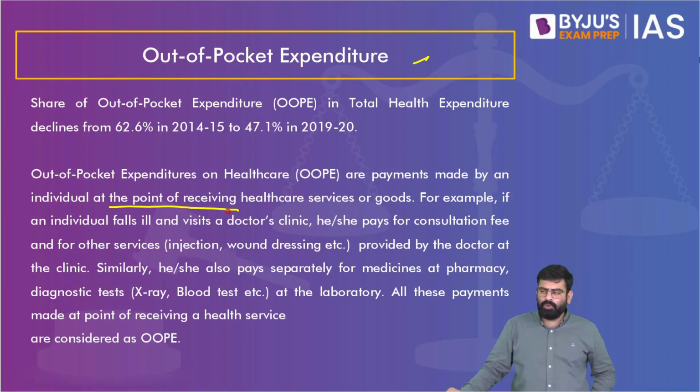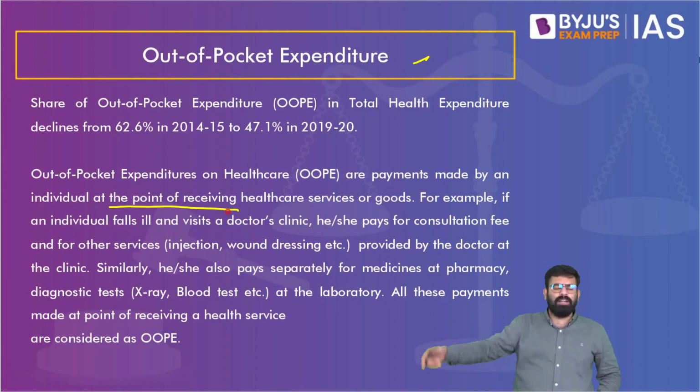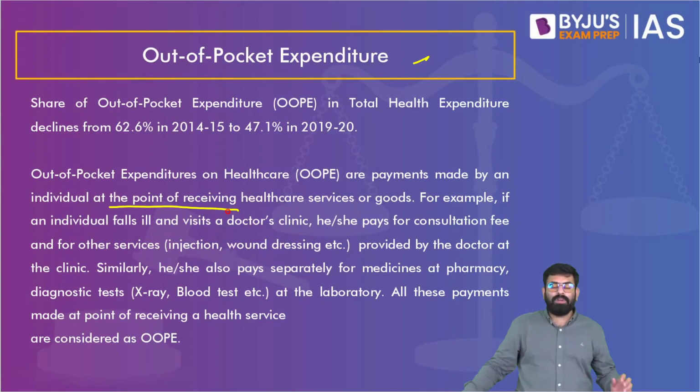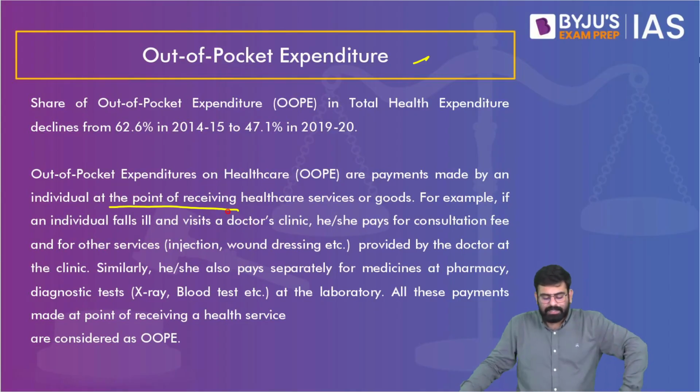For instance, you go to a hospital, the first thing that you have to do is get an appointment and pay some money, 200, 500, 1000, 1500, which actually depends on the hospital that you are visiting. So the first thing is you have to pay consultation charges to get an appointment.